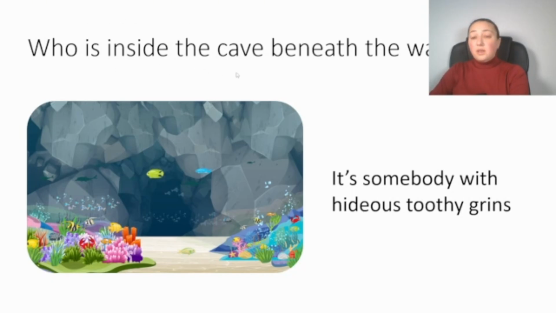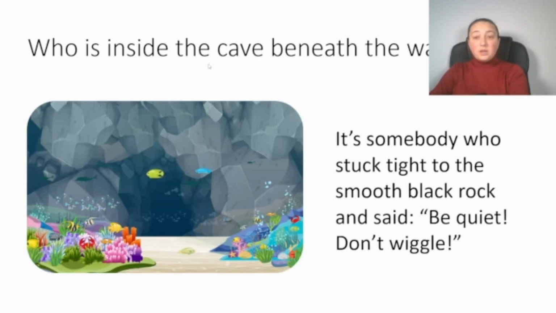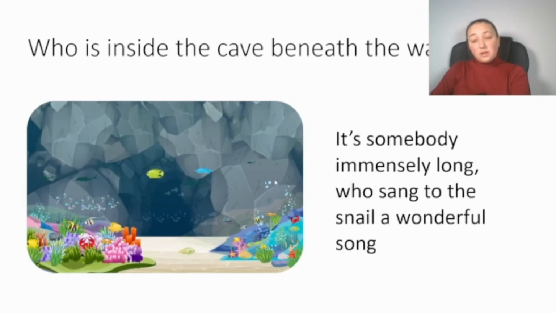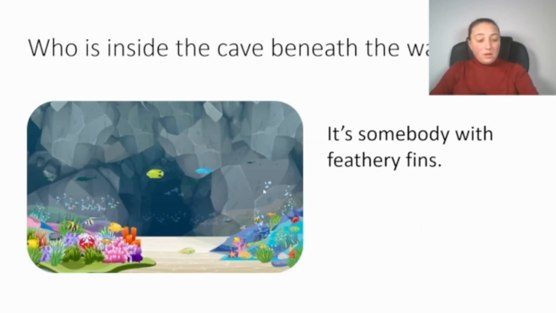So, who is inside the cave beneath the waves? And here you are welcome to give the children points or to divide them into two teams. So it's somebody with hiders to the greens. It's very good when your children have a text and they can look through the text and find. It's a shark. Who is inside the cave beneath the waves? Somebody who stuck tight to the smooth black rock and said, "Be quiet, don't wiggle." And here we are. It's a flock of snails. Everything is taken from the book, nothing from the head.